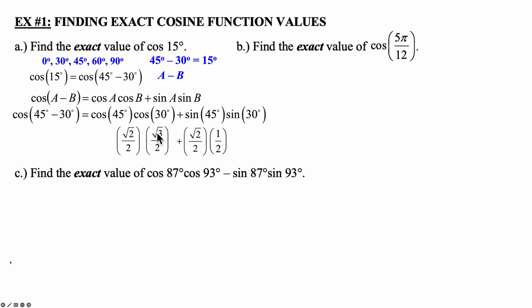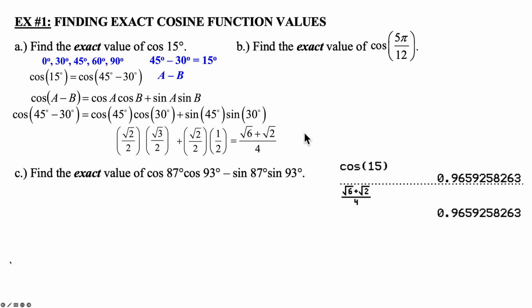So square root of 2 times square root of 3 is the square root of 6. Square root of 2 times 1 is square root of 2. 2 times 2 is 4 for each denominator, so the denominators are the same. So the square root of 6 plus the square root of 2 all over 4. Those are not like radicals. You can't combine them together. Check my answer on my calculator. Put it in degree mode and say, hey, cosine of 15 degrees, that's that decimal. Type in my exact value, square root of 6 plus square root of 2 all over 4. Hey, it's the same decimal representation, so now I know I'm right.